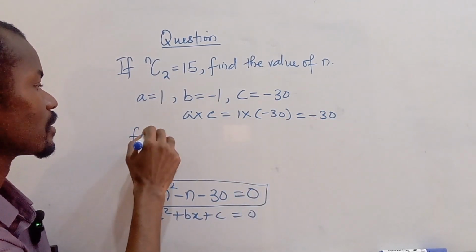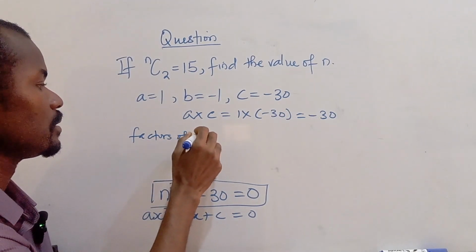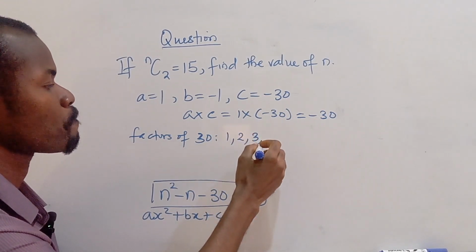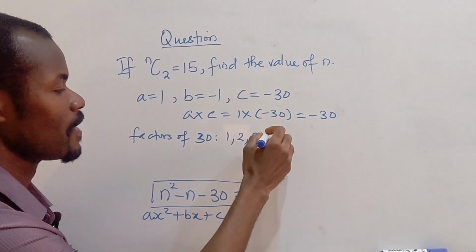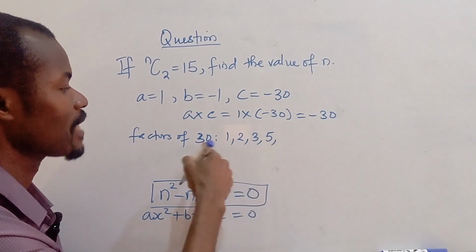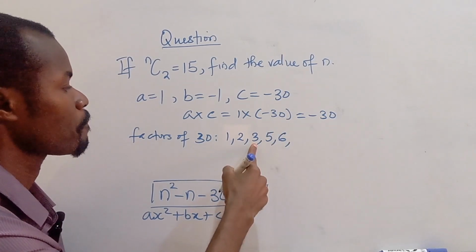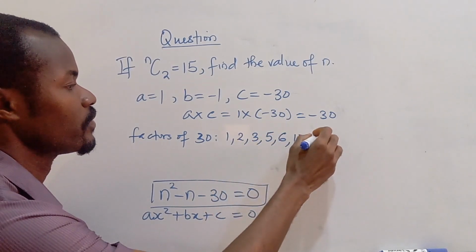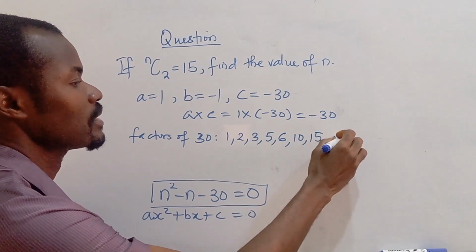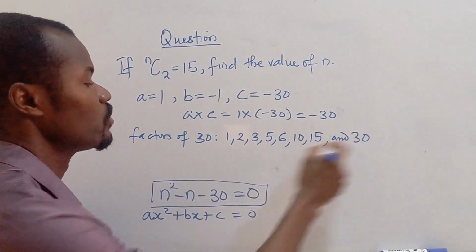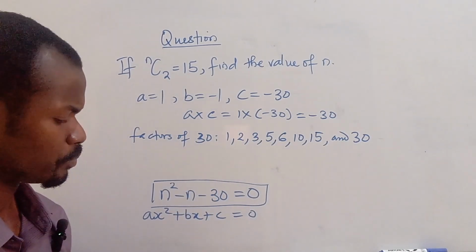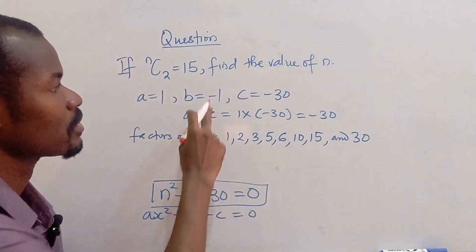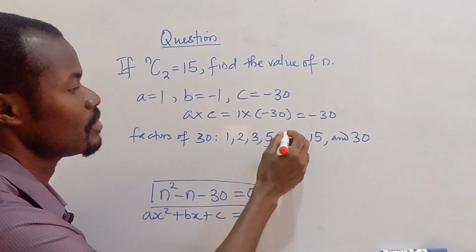Now let's factor out 30. So factors of 30, we have 1, 2, 3, 4, no. So we have a 5. 5 times 6 will give us 30. 3 times 10 will give us 30. 2 times 15 will give us 30. And 1 times 30 will give us 30. So the two numbers by inspection that can give us minus 1 are here.